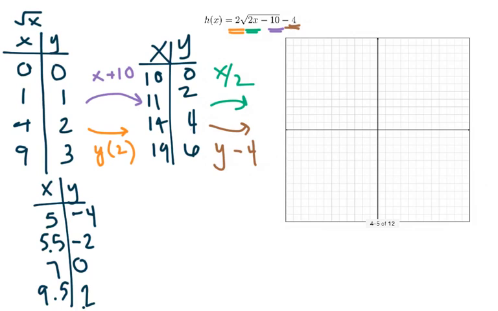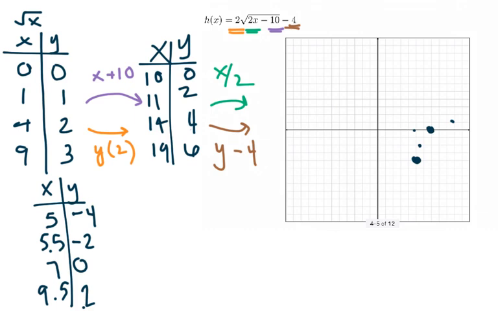Okay, so again, now that we've got our points and we've transformed them all, it's just a matter of plotting them. So we'll go over 5, down negative 4, over 5.5, down negative 2, over 7, down none, over 9.5, up 1.